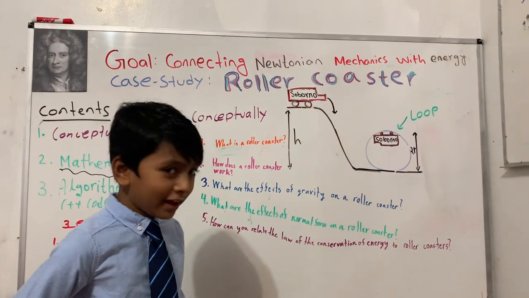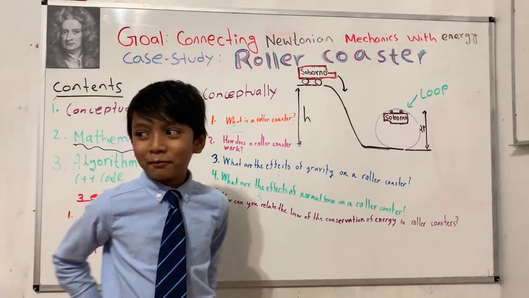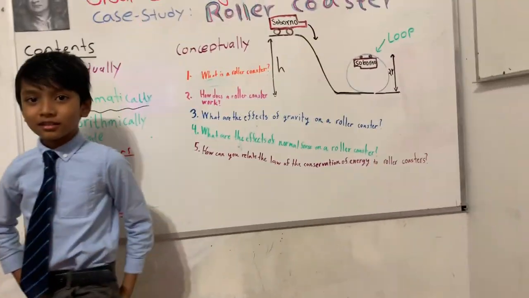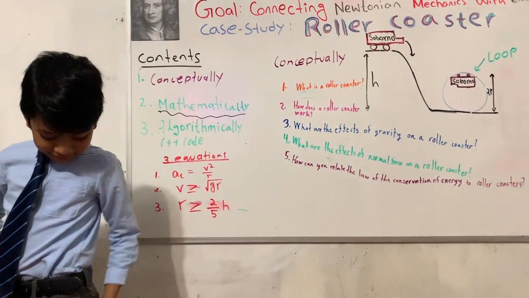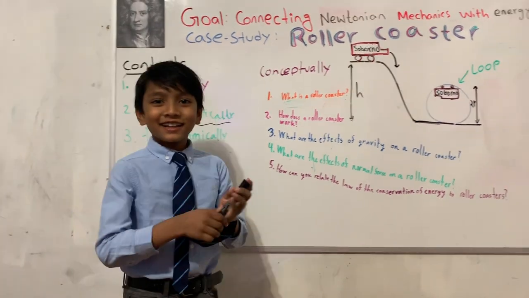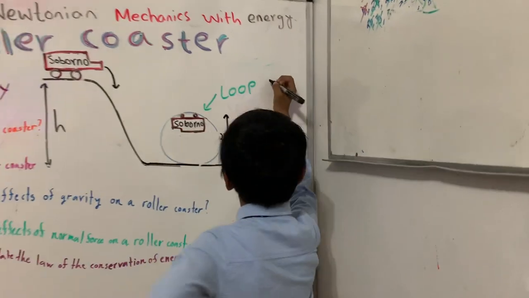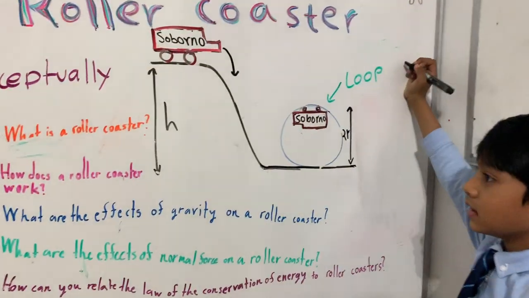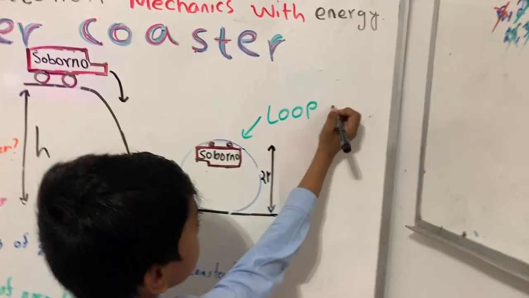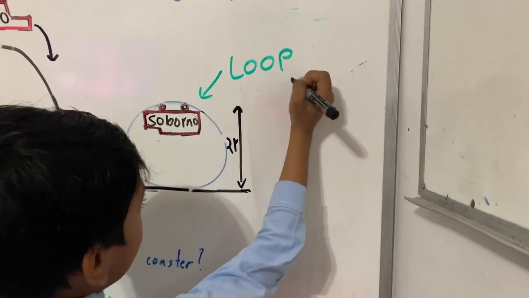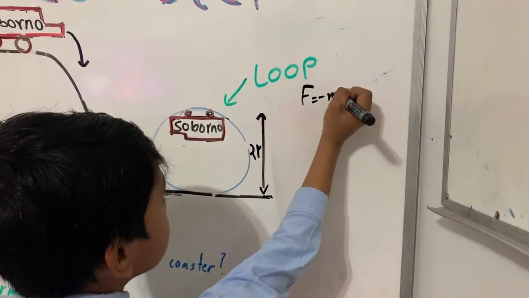And oh no, I have no markers. I'm out of stock. Oh, there it is. Technical difficulties, please. And so, I go to not block what I write. So, F equals negative mg.